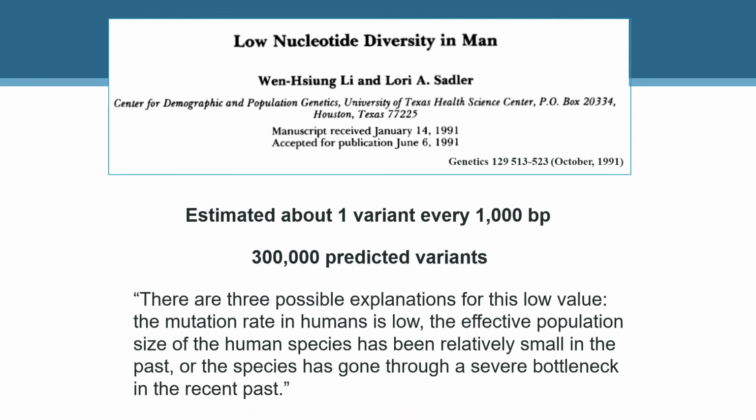But even they considered this estimate to be low and suggested 3 possible explanations: that the mutation rate in humans is low, that the effective population size of the human species has been relatively small, or that the species has undergone a severe bottleneck. These are population genetics terms that you don't really need to know, but they refer to the hypothesis that the human population was fairly limited in its growth, and that would limit the spread of mutation within the population.